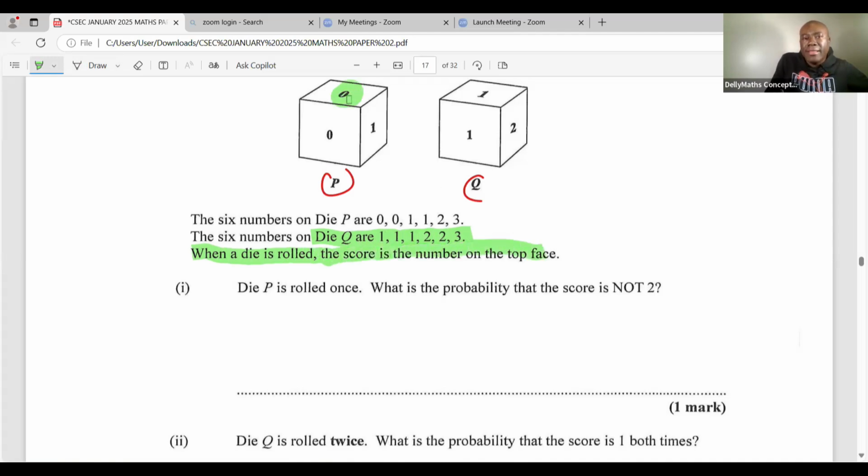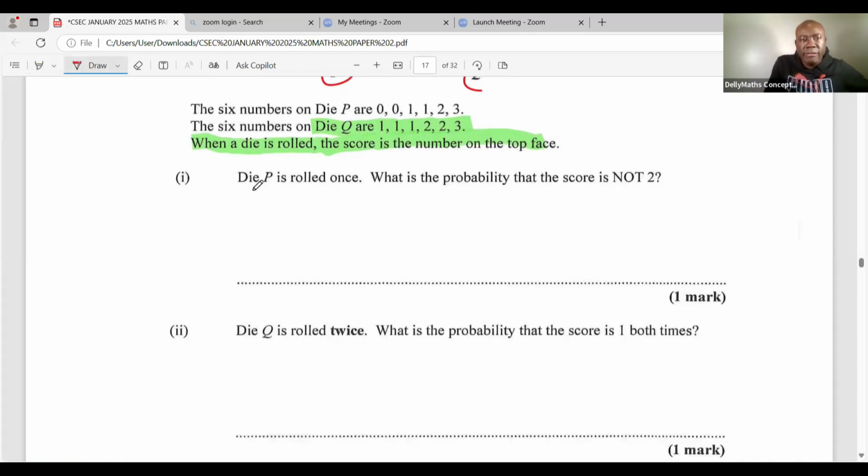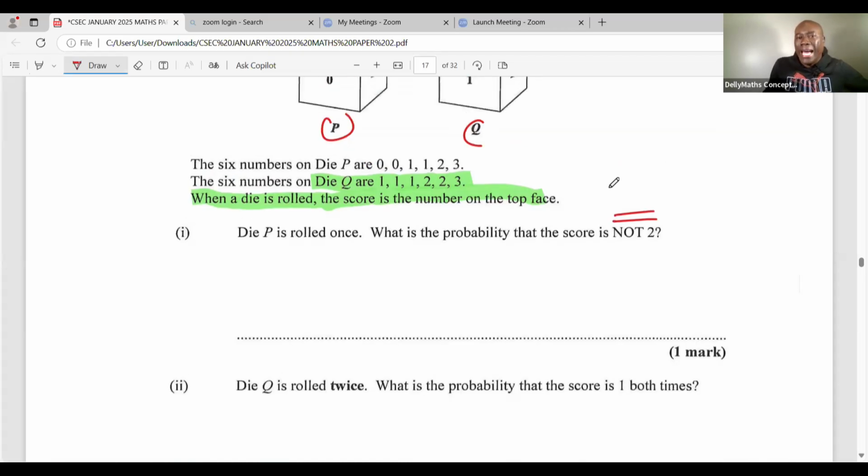All right. It says when a die is rolled, the score is the number on top. Just as when you're playing your regular die and you throw, you want a 6, it's the number on top that we're reading. So this is regular. Now let's see what they're saying. It says here, die P is rolled once. What is the probability that the score is not 2? So you want to take a look at what die P is about. There are 6 possible outcomes. There is a number 2, and we don't want 2. So if you don't want 2, it's going to be this or this or this or this or this.